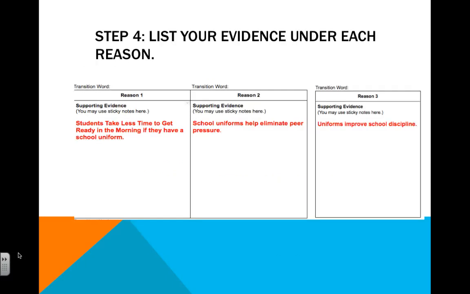The next step is to list all your evidence under each reason. I gave each of you Post-its to put on top of each reason so that if you needed to change a reason, you could change it. And underneath, you had to write 3 pieces of evidence. So these are my 3 reasons that I came up with after looking at my evidence. Reason 1, students take less time to get ready in the morning if they have a school uniform. Reason 2, school uniforms help eliminate peer pressure. Reason 3, uniforms improve school discipline. So now I have my 3 reasons.